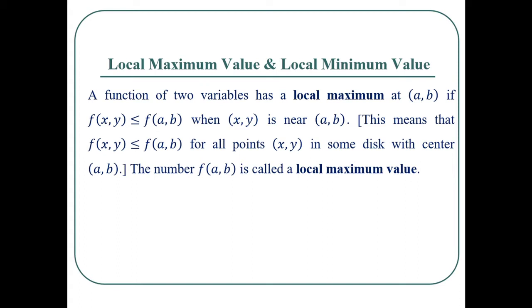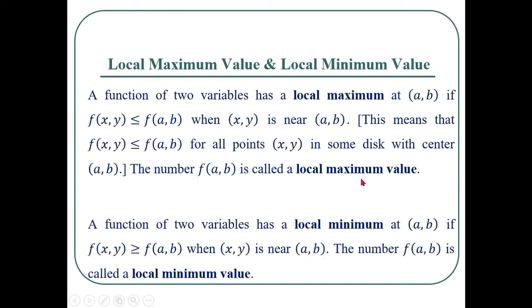Okay, here the details are given as: this means that f of xy is less than or equal to f of (a, b) for all points xy in some disk with center (a, b). This some disk is nothing but the neighborhood about (a, b). And if there exists such a neighborhood about (a, b) in which the values of function are always less than or equal to the value of function at (a, b), then the value of function at (a, b) becomes maximum in that neighborhood. So it is called as local maximum at (a, b). The number f of (a, b) is called as local maximum value.